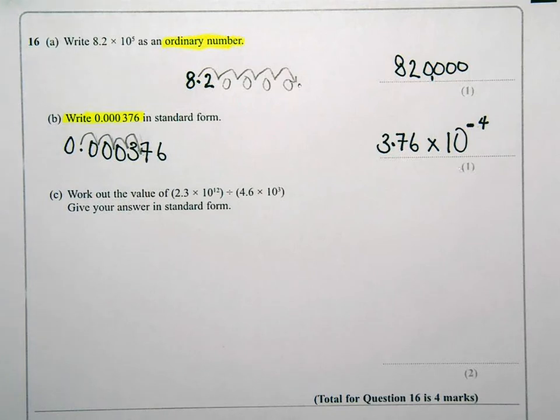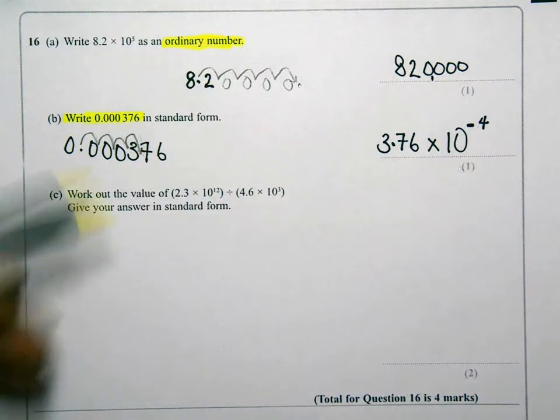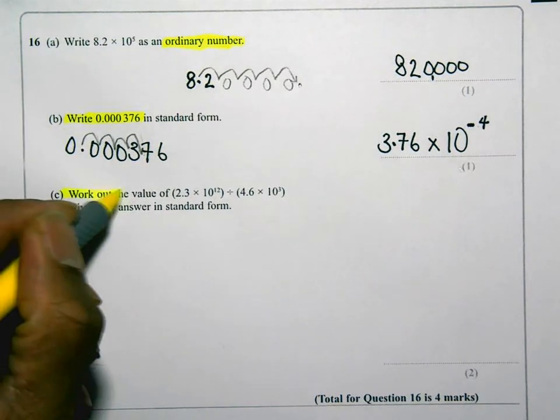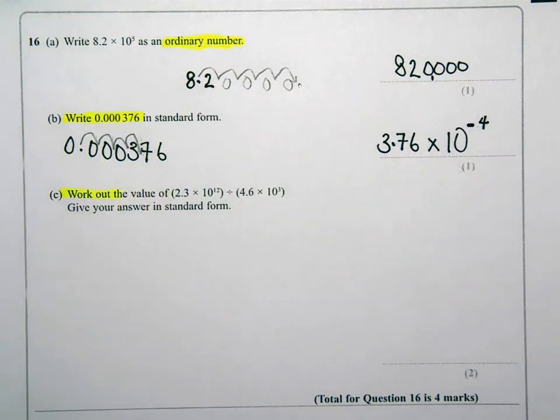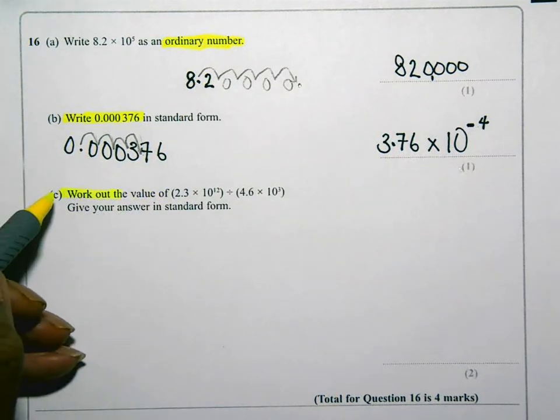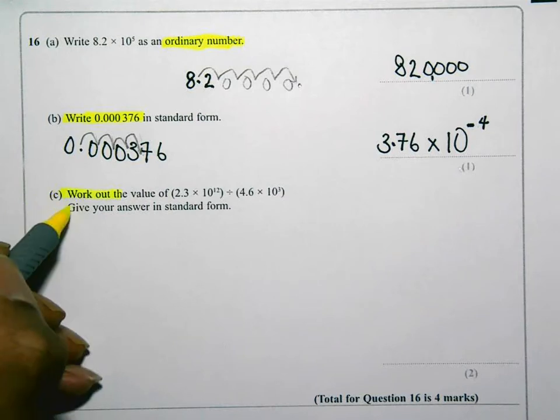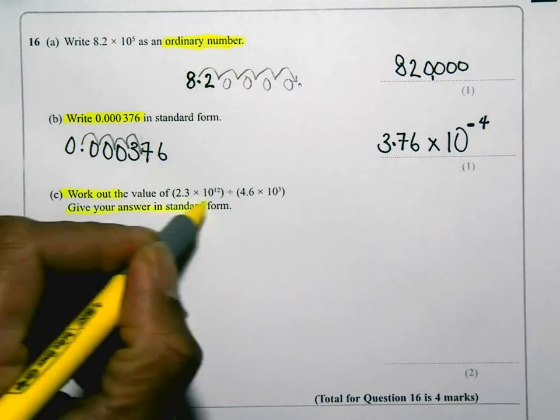Now, make sure you do think about that. This should be a skill that you're particularly good with and you can actually work easily with. So do take your time, make sure you understand it, make sure you follow it, and make sure you can do it. Going on to part C, it says work out the value of, and they've given you a problem here: 2.3 times 10 to the 12 divided by 4.6 times 10 to the 3. And they want you to give your answer in standard form.